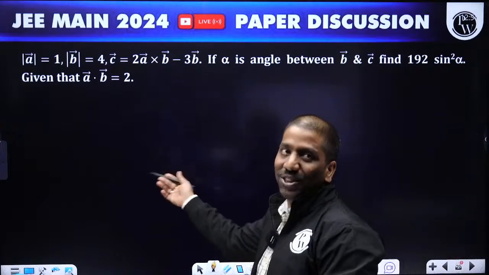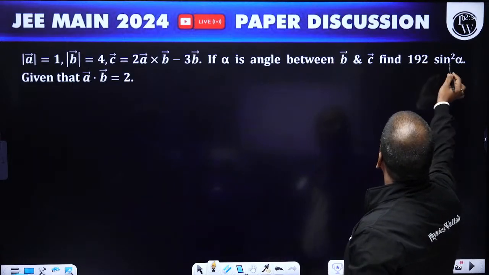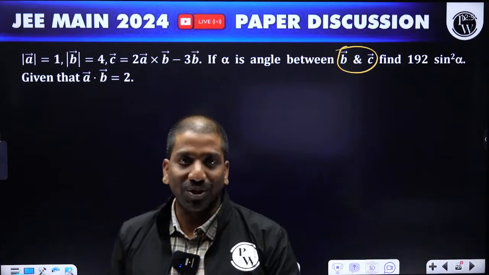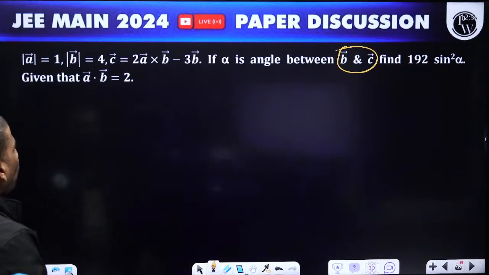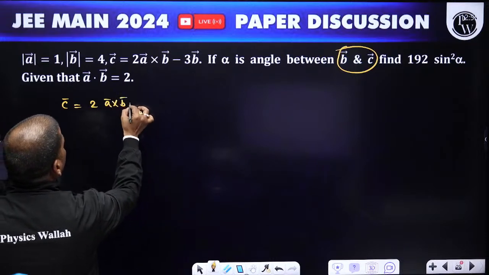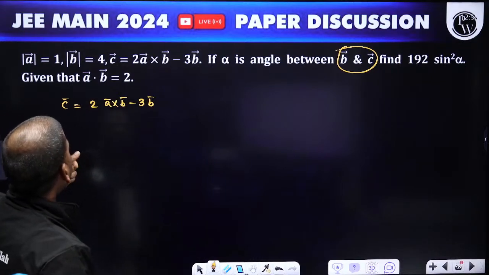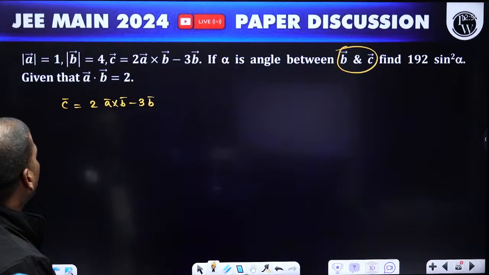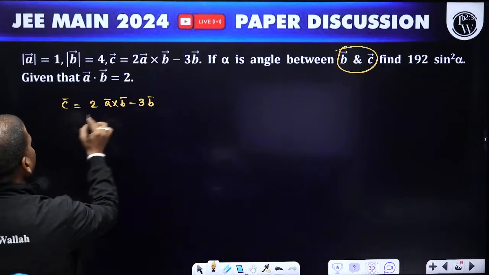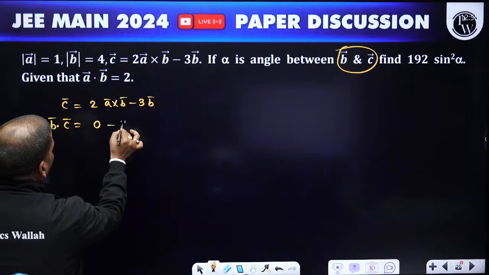Next, this question is already given in the previous session also. Exactly the same question, but not this 192 sine square alpha. So they asked the angle between B bar and C bar. Exactly the same question, right? So C bar is equal to, again I will do it here, 2A cross B minus 3B bar. Now, A, B, all these things are given. We will take B and C. Take a cross product, dot product by B, B dot C. This will be 0. Minus 3 times B dot B.